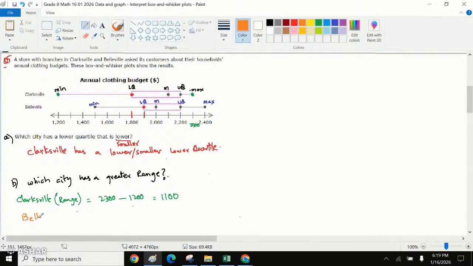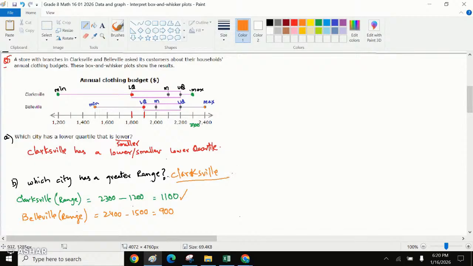Believe, the range would be maximum minus minimum. That is 2,400 minus 1,500. That is 900. So which city has a greater range? Clarksville, right? Clarksville has a greater range.